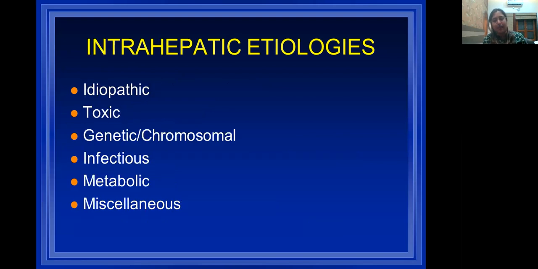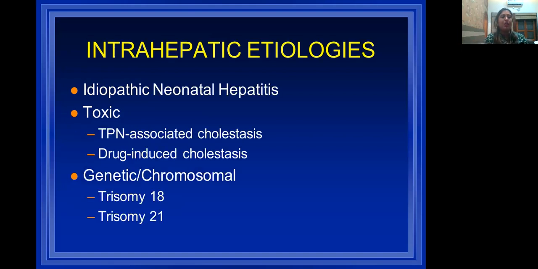Then coming to intrahepatic etiologies, which could be because of both hepatocyte injury and intrahepatic bile duct injuries. The causes are idiopathic, toxic, genetic or chromosomal, infectious, metabolic, and miscellaneous. The various causes I have enumerated in the next slides. Firstly, idiopathic neonatal hepatitis is a familial type of hepatitis where many other syndromes are also there, and progressive familial intrahepatic cholestasis is also there.